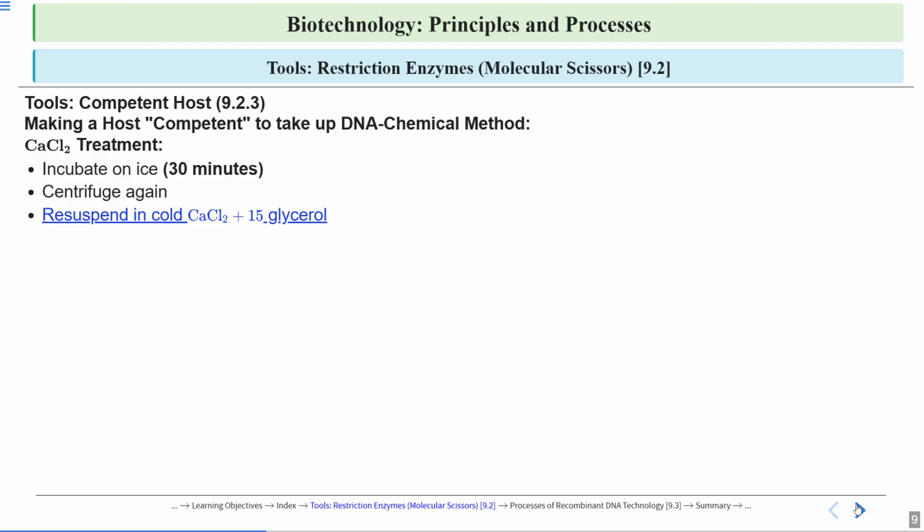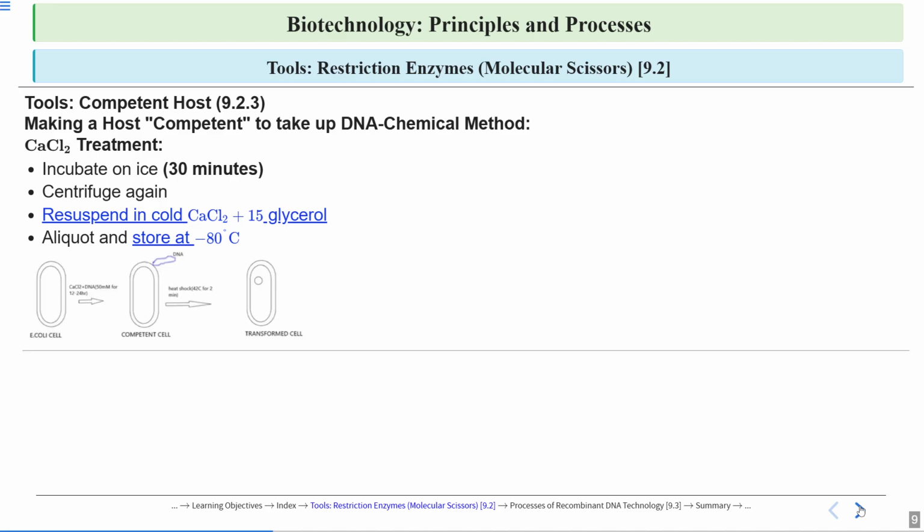And then again resuspend in cold calcium chloride plus 15% glycerol, because glycerol helps in storage and all those things, then aliquot it and store it at minus 80 degrees Celsius. No one is going to ask you these steps in the exam, but you should have a brief idea of how they perform it.